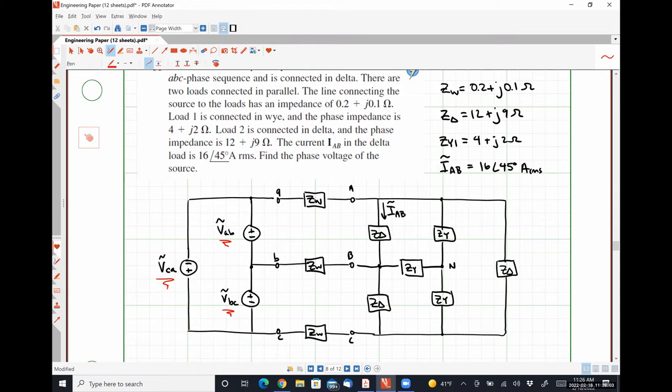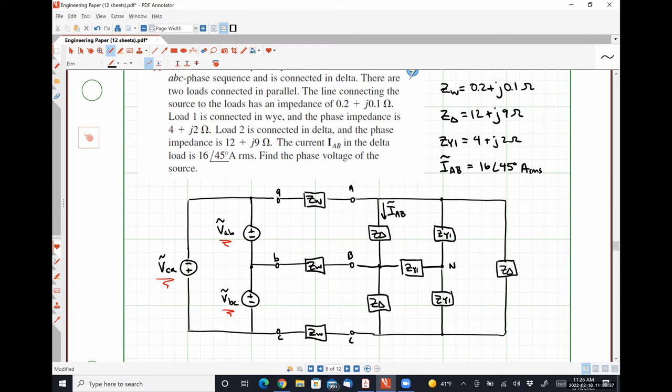So since it's 4 plus j2 and not 4 plus j3, it's still balanced. Absolutely. All of the Z, oh, let me write ZY1 actually. One, one, and one, so it's clear what I'm doing here. So it's balanced because all of these ZYs have the same value. All of these Z deltas have the same value. So it represents a balanced loop for sure. Okay.